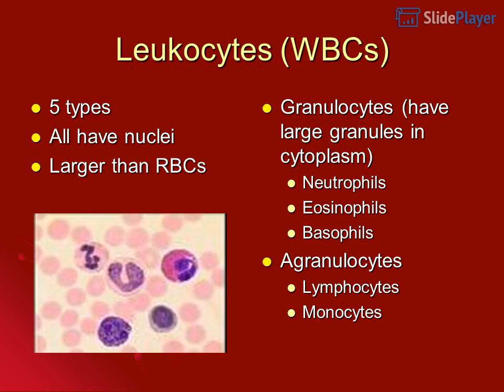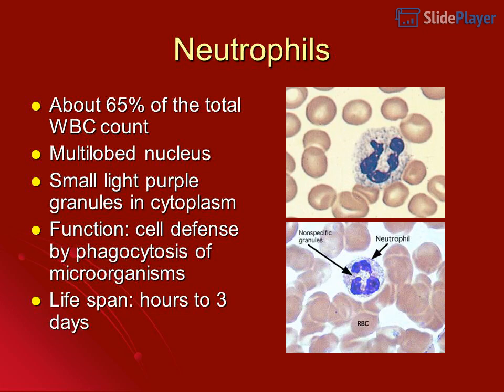Leukocytes, WBCs, 5 types. All have nuclei larger than RBCs. Granulocytes have large granules in the cytoplasm: neutrophils, eosinophils, basophils. Agranulocytes: lymphocytes, monocytes.